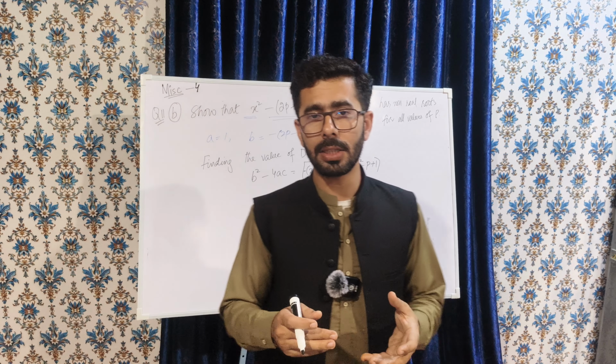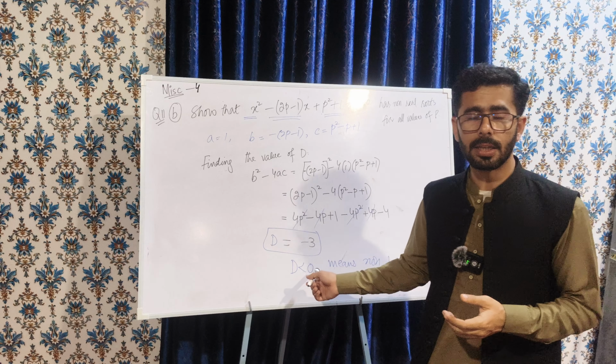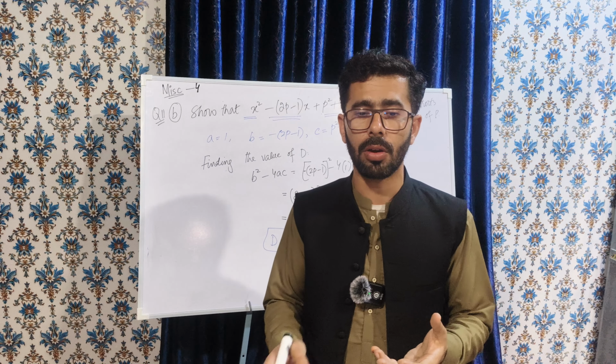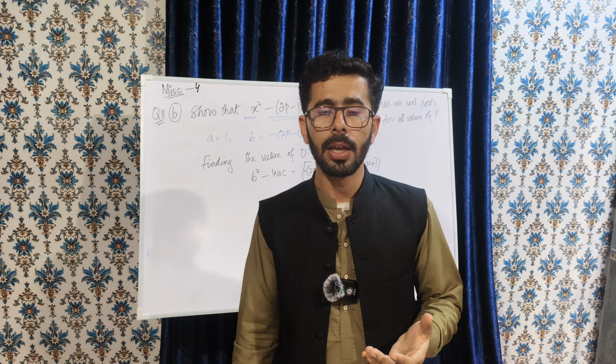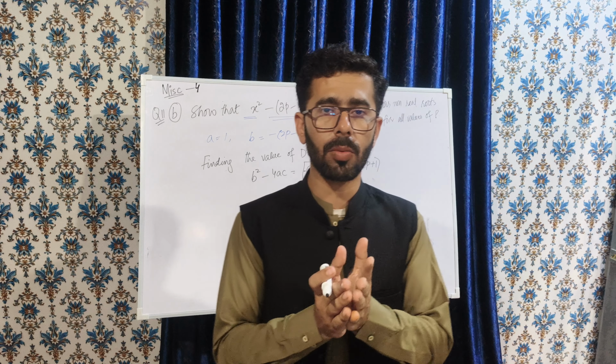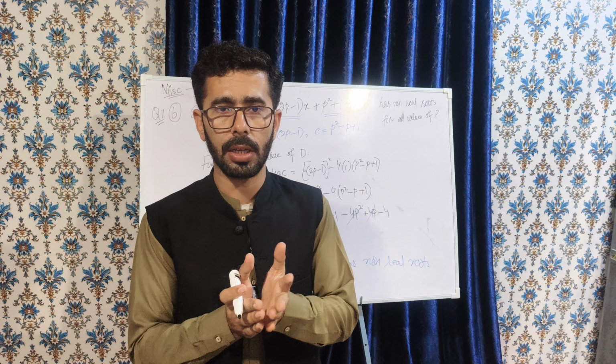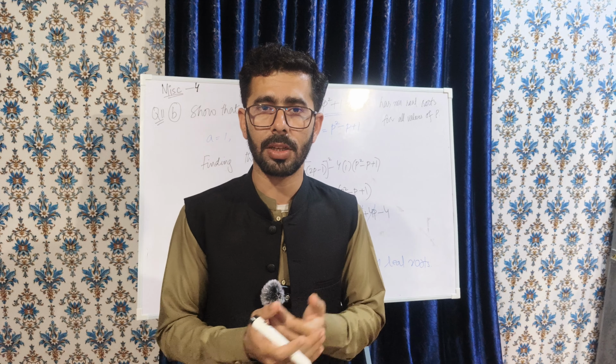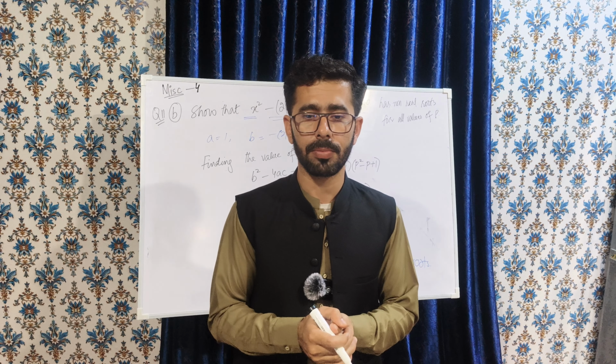Now my discriminant is a negative value, minus 3, irrespective of the value of p, so it does not depend on the value of p anymore. That means no matter what value you put in place of p, you will always have a negative discriminant, and that means the equation will have no real roots.